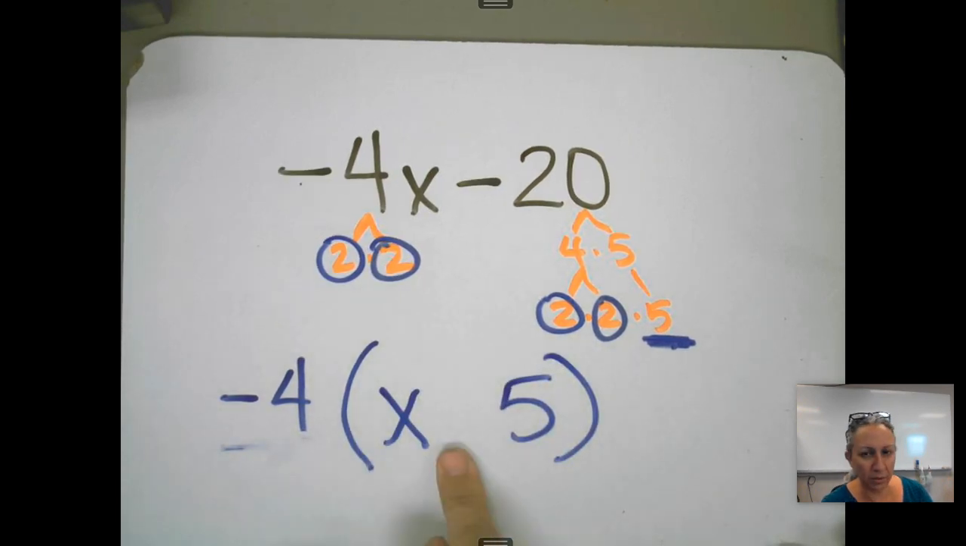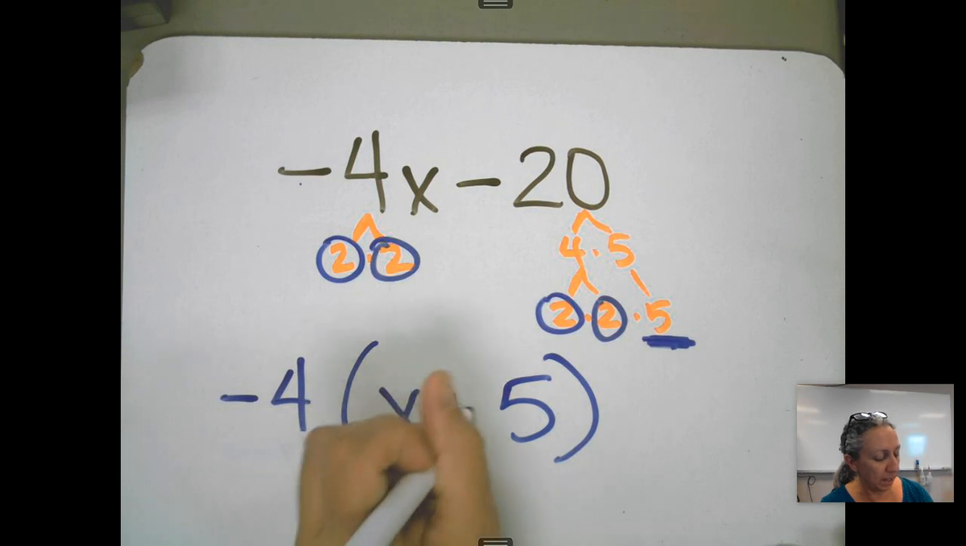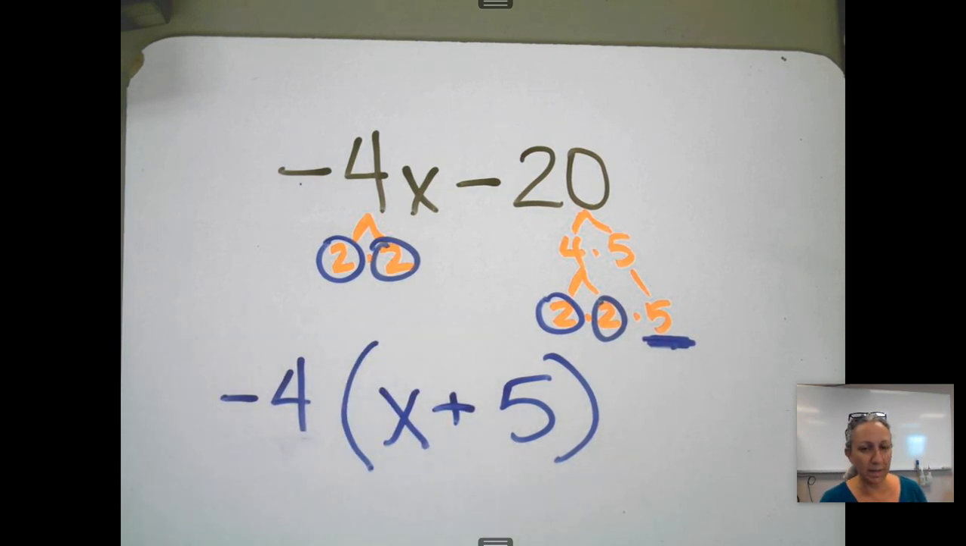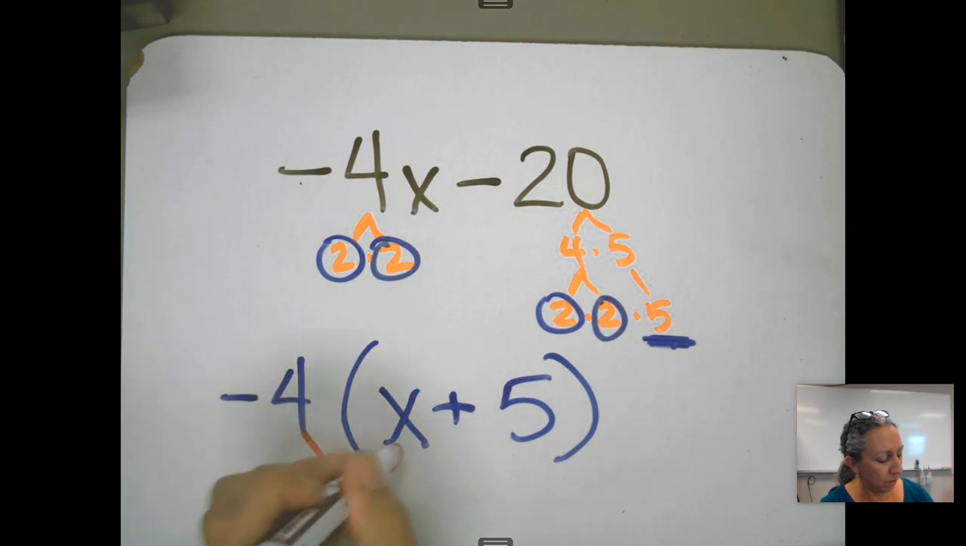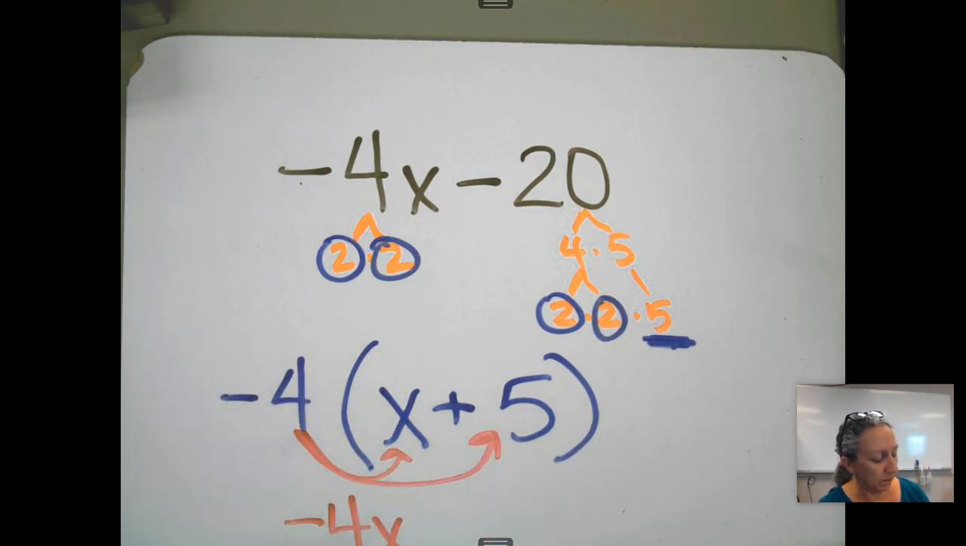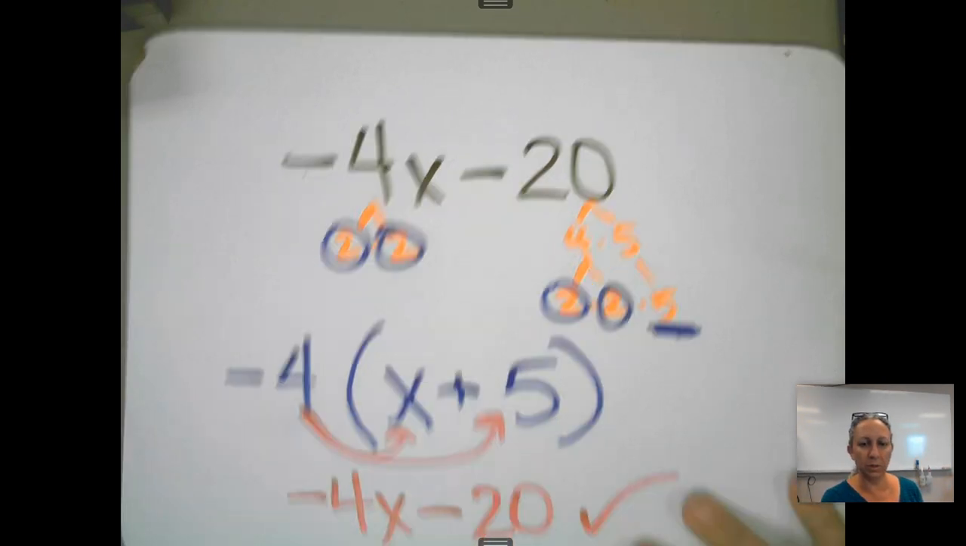The only thing I have to figure out now is do I need a plus sign or a minus sign right there. Well, negative 4 times 5 is negative 20. So I don't want a negative sign or I'll end up with a positive 20. So just kind of think that part through. So that is negative 4 times the quantity x plus 5. Again, you can double check it, make sure it works. Negative 4 times x, distribute, is negative 4x. And negative 4 times positive 5 is negative 20. You're good. It worked. Oops, can you see it? There it is.